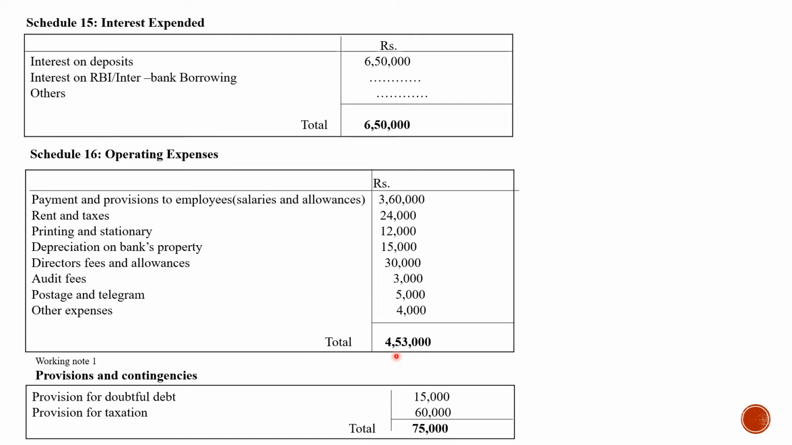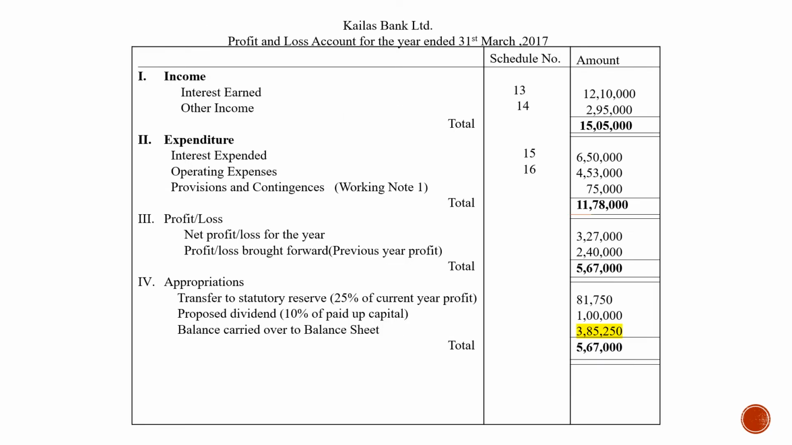Then you need to do a working note. Since provisions and contingencies need to be accounted in the profit and loss account under the heading expenditure, you need to show a working note in the calculation of provisions as well as contingencies. Provision for doubtful debt is given in your question as 15,000, so you write that 15,000 as it is, and a taxation provision has also been mentioned in the additional information part, which is 60,000. You add up both these figures, and a final figure of 75,000 needs to be placed in your profit and loss account.